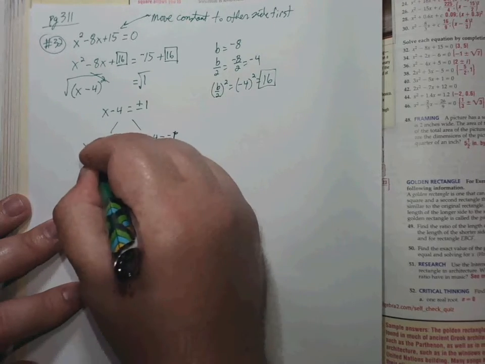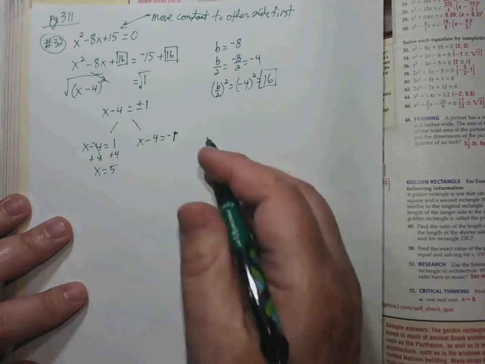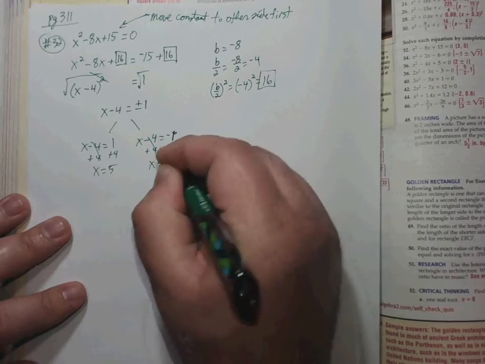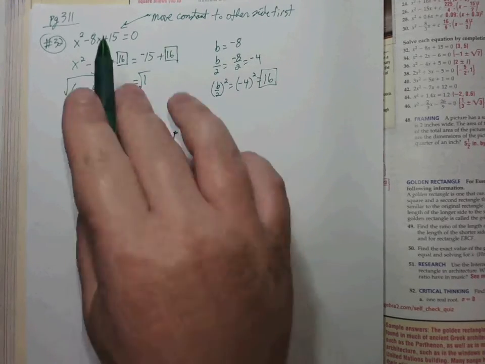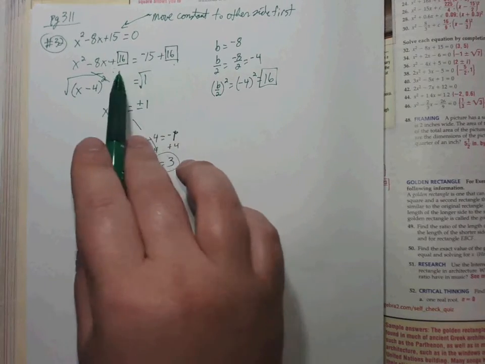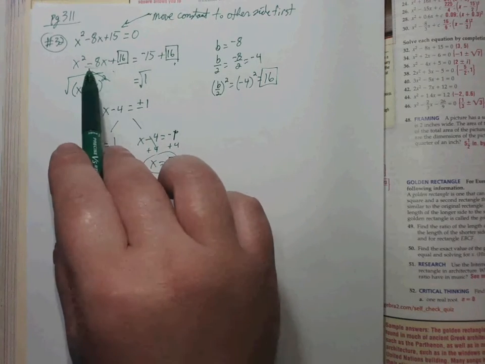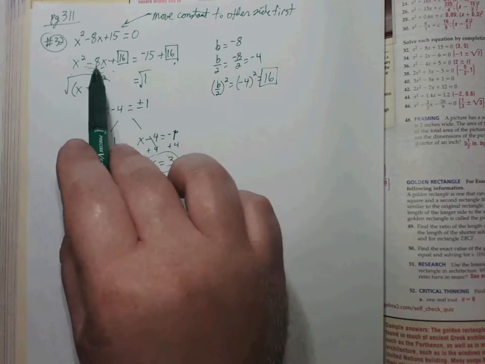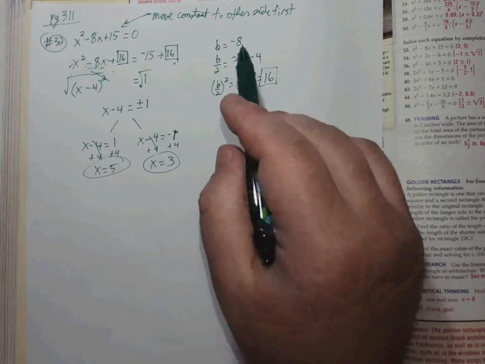Plus 4, x equals 5, and then plus 4, x equals 3. Okay? Move the constant over first. Add your blanks. What goes in those blanks? You take that middle number in front of the x term. Not the x squared, the x. And by the way, this has to be 1. If that's not 1, we have to do something special.